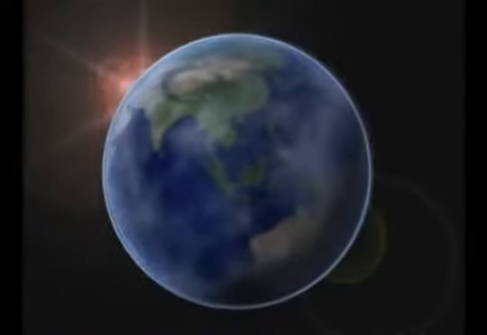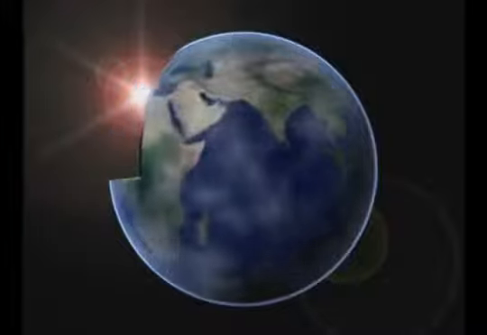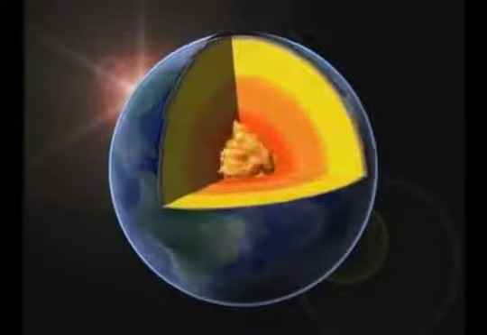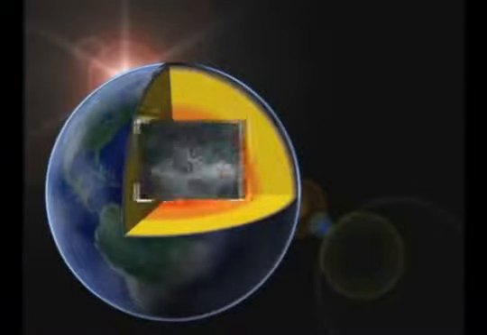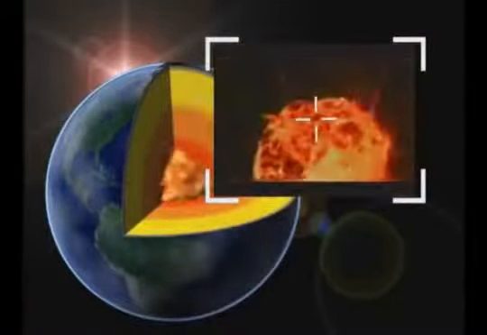Our planet, Earth, is composed of different layers of rocks. Its core is a dense mass composed of minerals, gases, and hot molten rock, commonly known as magma.